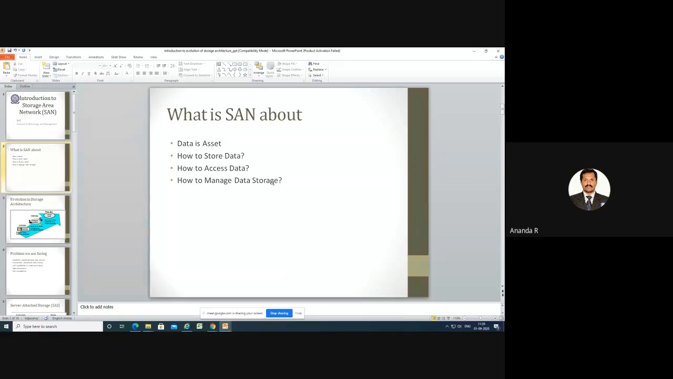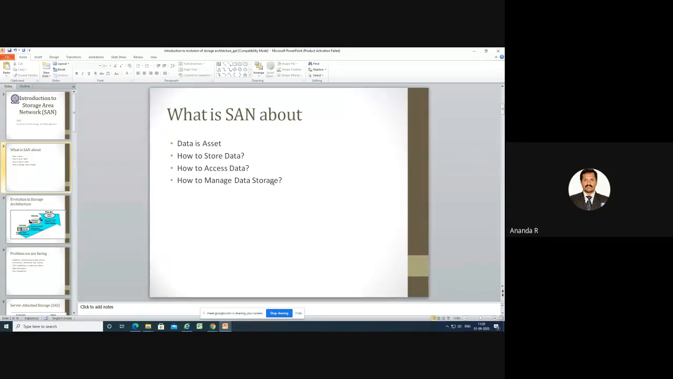But still we are asking the question: how to store data, how to access data. The second question is very important: how to access data. It may look very simple, so what is there in these questions? How to store data, how to access the data. It's not about the question, it's about how this data is managed and handled, because we are talking about the storage area network, which is storing or accessing a huge amount of data.